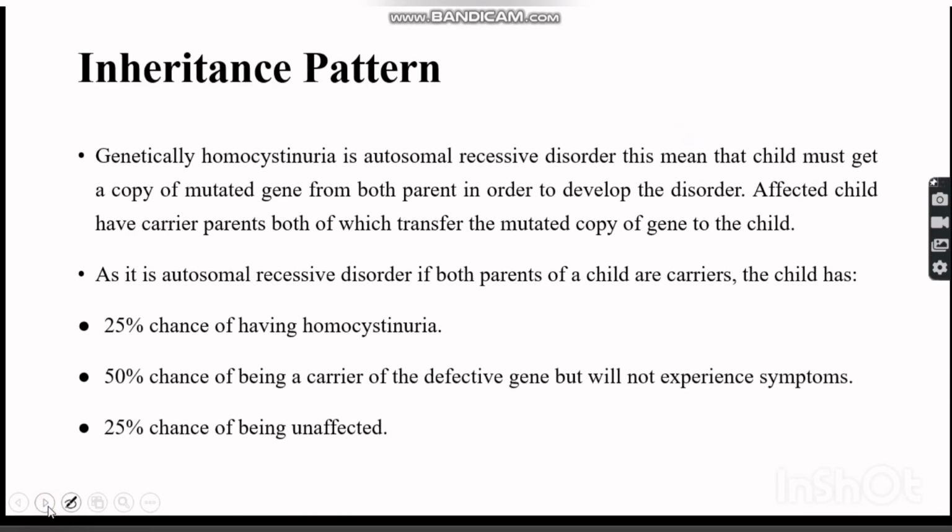So, inheritance pattern. Genetically, homocystinuria is an autosomal recessive disorder. That means that a child must get a copy of the mutated gene from both parents in order to develop the disorder. An affected child has carrier parents, both of whom can transfer the mutated copy of the gene to the child. As it is an autosomal recessive disorder, there is a 25% chance of homocystinuria, a 50% chance that the child will be a carrier of the defective gene but will not express symptoms, and a 25% chance of being unaffected.